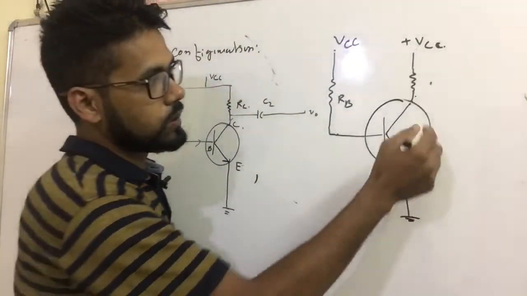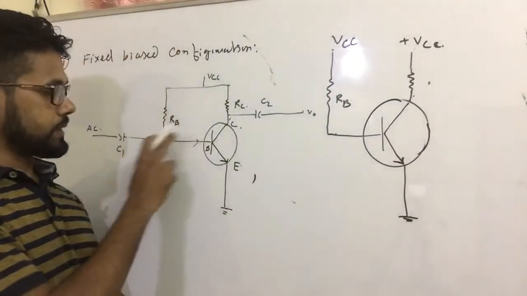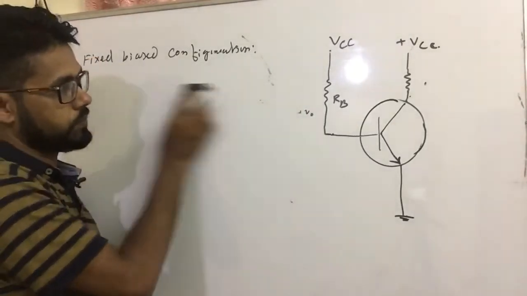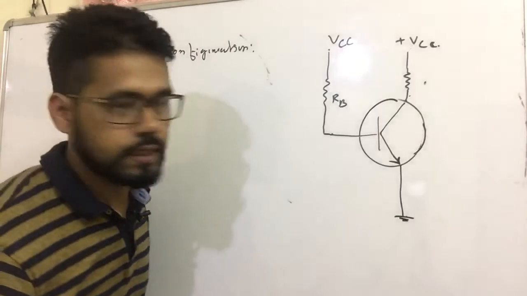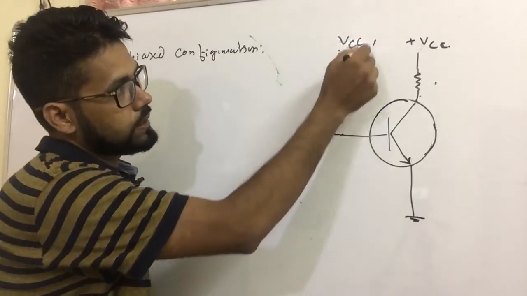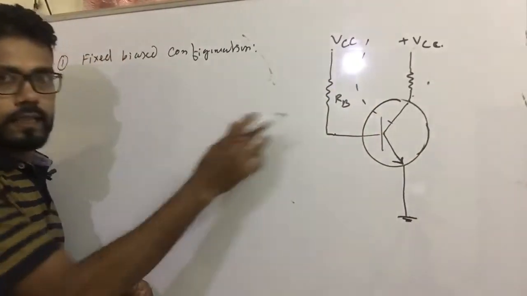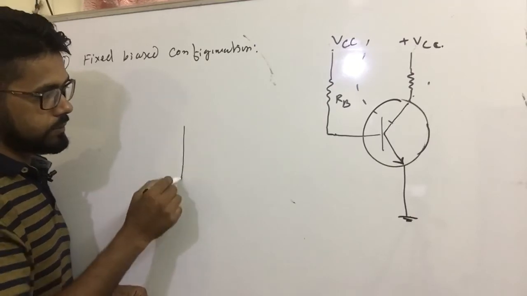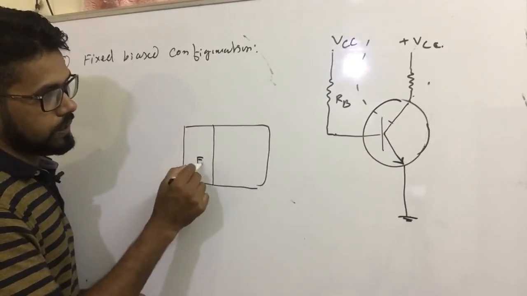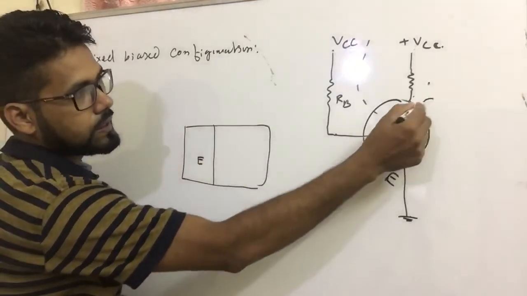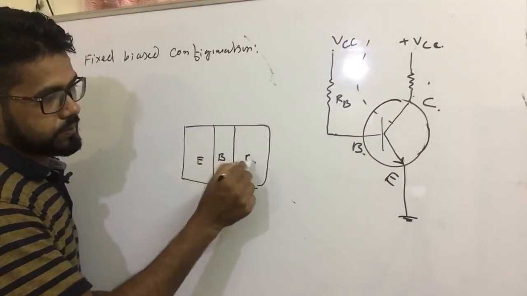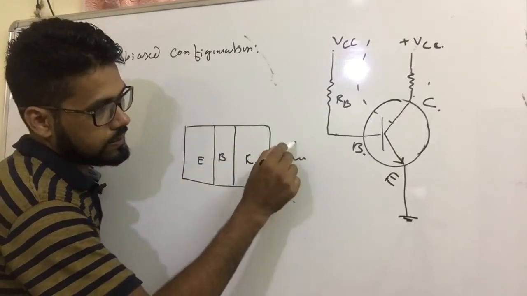Now we are going to consider DC biasing. That's why I removed the capacitor from this side and the capacitor from this side. Now I am removing the DC fixed bias circuit. If we look at this circuit, this is the input part. I can draw another diagram so that you can understand. This is a transistor. This is emitter, this one is collector, this one is base. Collector is connected to resistance RC.